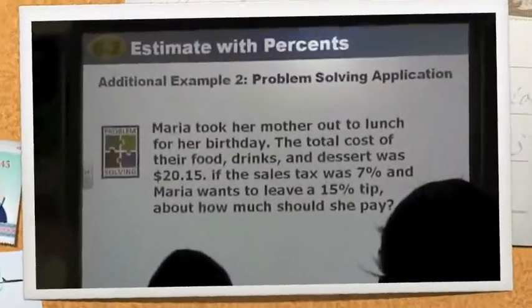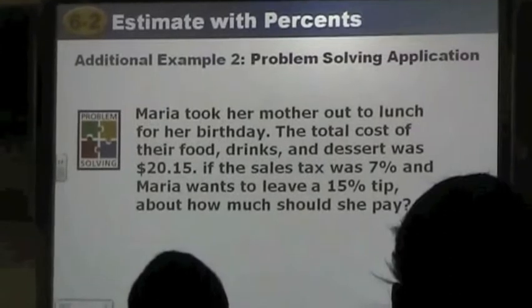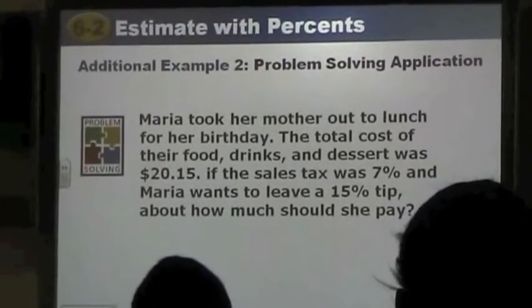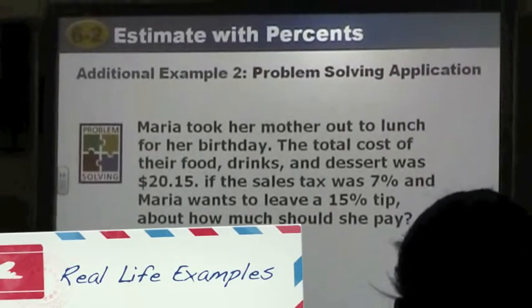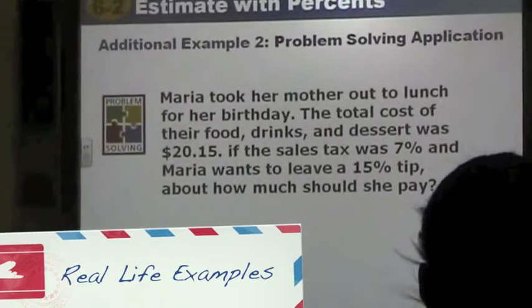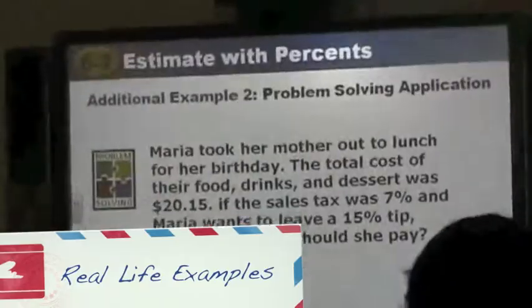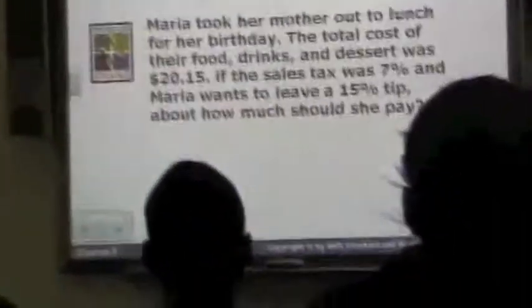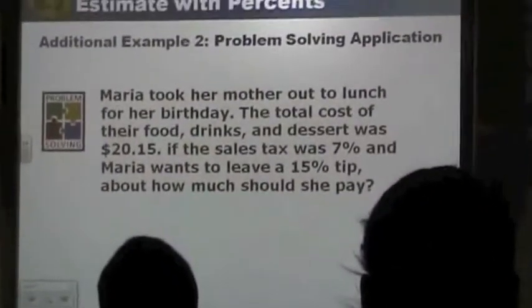Okay? What is the question asking us to do? About how much will she pay? Okay? What was another key term that we needed to use? It says, and Maria wants to leave a what? 15% tip. So that will be another key term that you would underline. 15% tip.